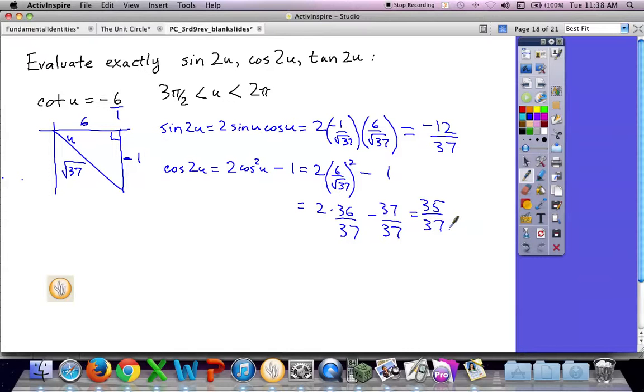And then when it comes to the tangent, we do have a formula for the tangent of 2u. But if you already know the sine and the cosine, you know that you can just divide them. Right? So the tangent of 2u equals -12 over 37 divided by 35 over 37. Right? And the 37s are going to cancel, and we'll get -12 over 35.